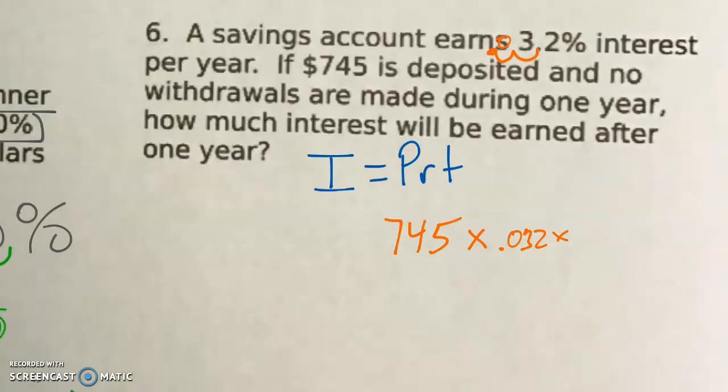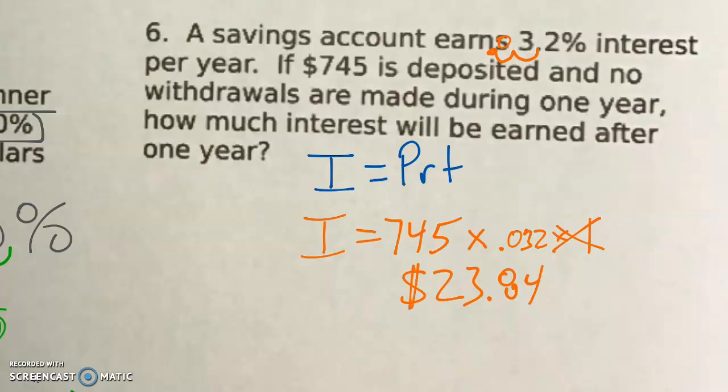It says 1 year. So times 1. That will tell us how much interest there is. In all honesty, if we're multiplying it at the end by 1, we really don't have to worry about that. We can just do 745 times 0.032. And that is 23 and 84 hundredths. But it is money, so it's actually $23.84.